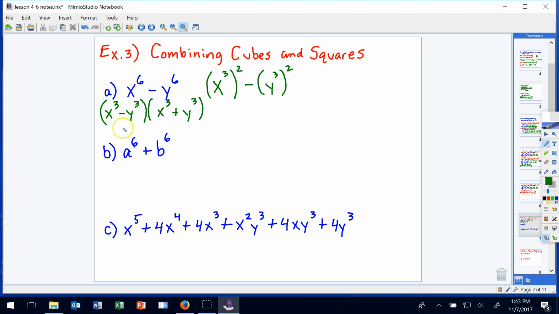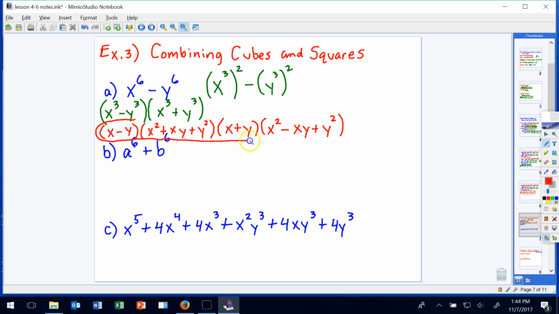Okay, let's start with the minus. You write down the cube roots. That's pretty easy. X minus y. And now we're going to make a trinomial from these. That's x squared plus xy plus y squared. And now let's jump over and factor the sum of two cubes. X plus y. Now make your trinomial. X squared minus xy plus y squared. And that is our final answer. We can't do any more factoring from there.